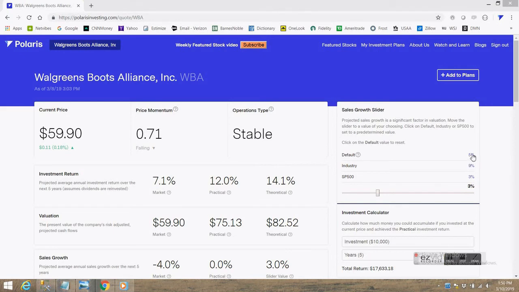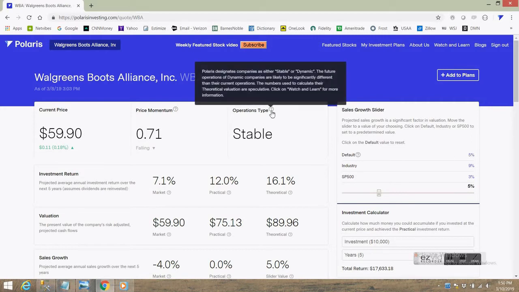I want to go back and focus in on this value, the default value that Polaris Investing calculates, and determine exactly how that's being calculated. Well, Polaris uses two different approaches in calculating that default value, and the one approach versus the other is based on the operations type. There's a separate video out there on operations type that I invite you to go watch. But here, showing the tooltip.